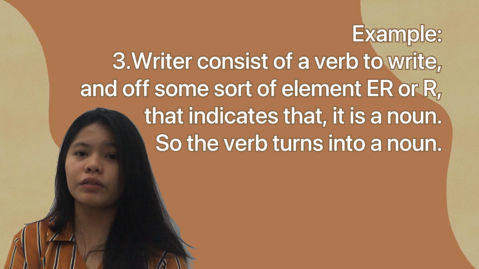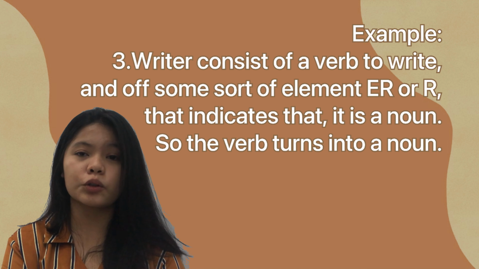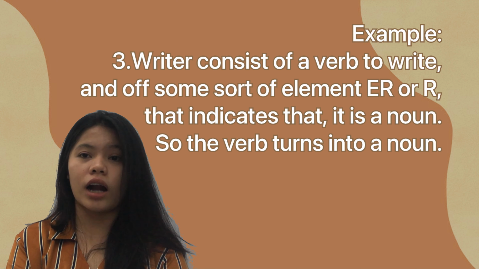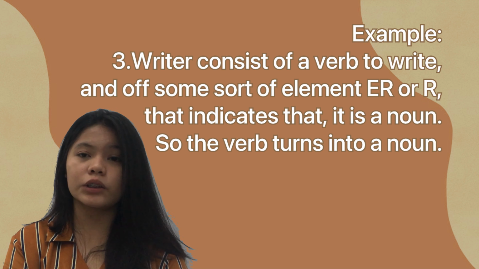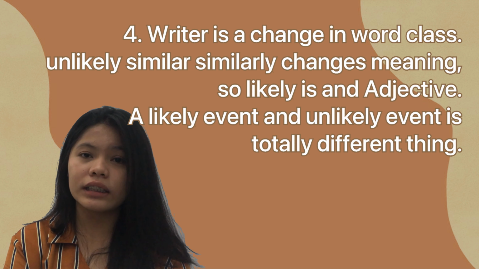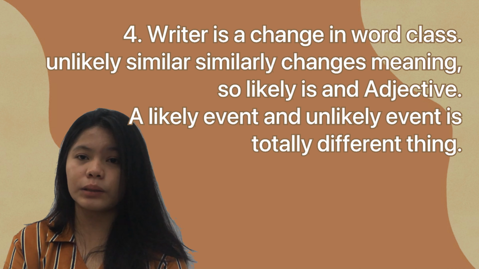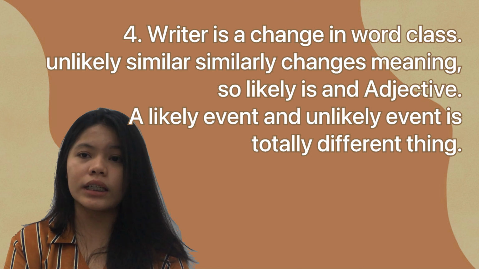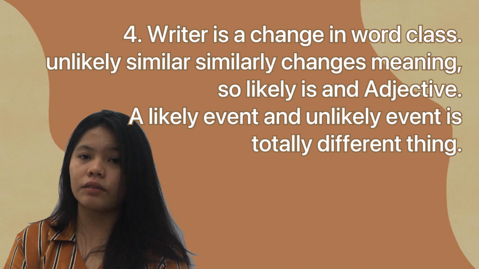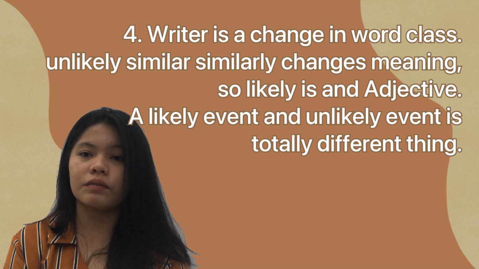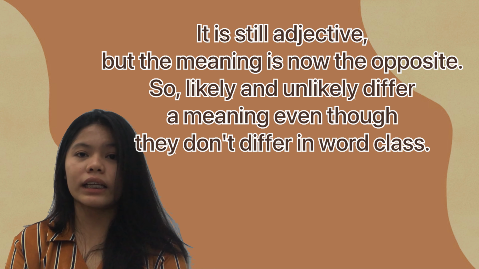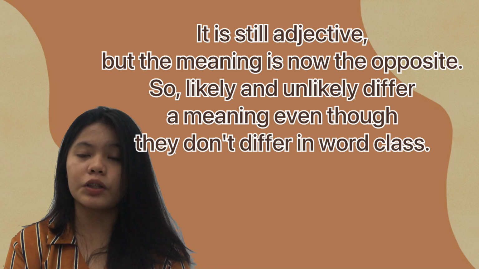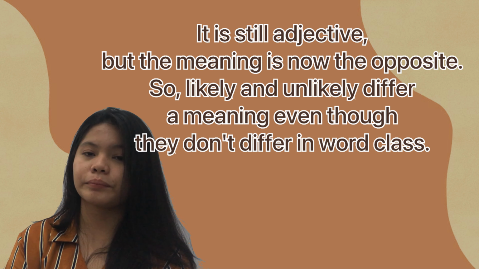Writer consists of the verb to write and of some sort of element er or r that indicates that it is a noun. So, the verb turns into a noun. A writer is a change in word class, and unlikely is similar. Similarly, it changes meaning, so likely is an adjective, and unlikely is a totally different thing. It is still an adjective, but the meaning is now the opposite. So likely and unlikely differ in meaning even though they don't differ in word class.